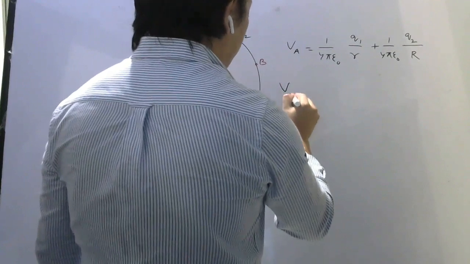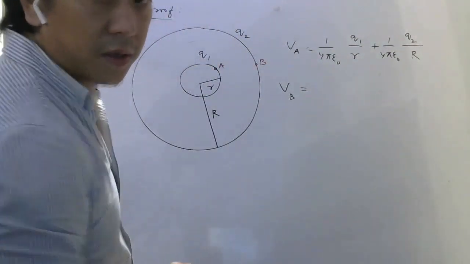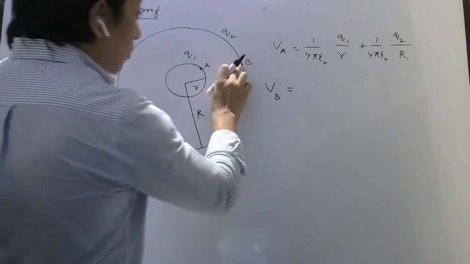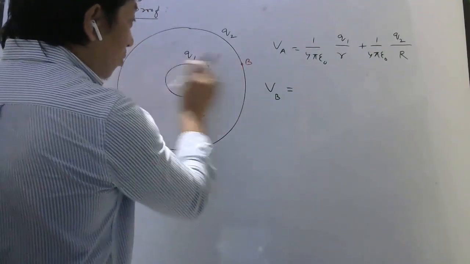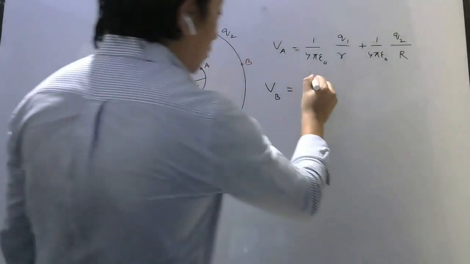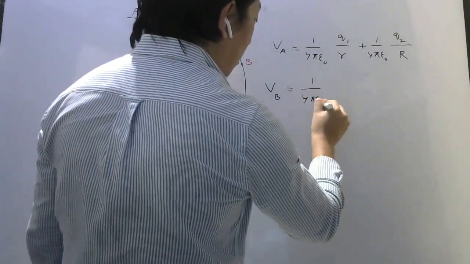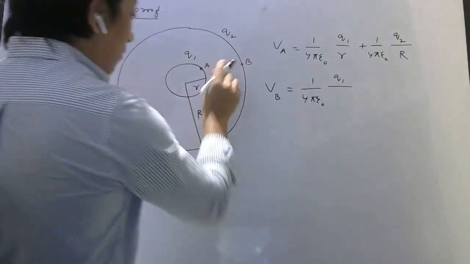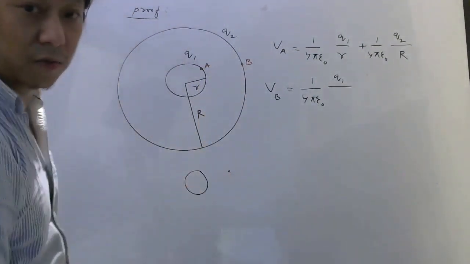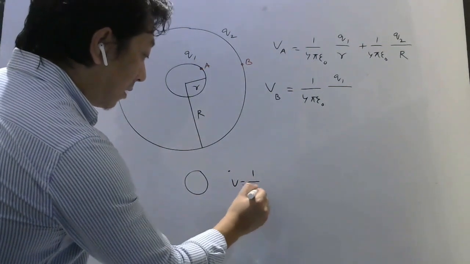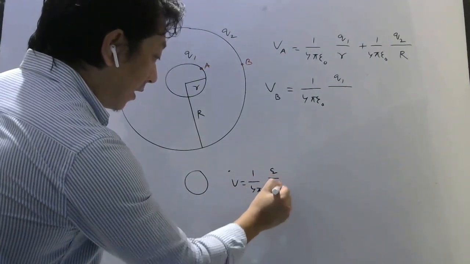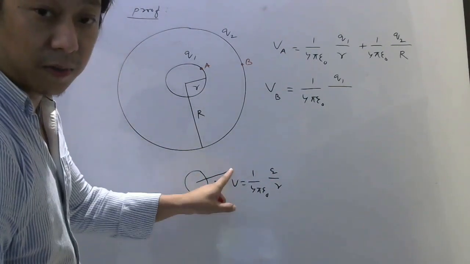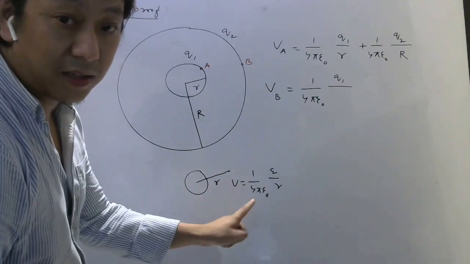What about the potential at point B? At B also, there will be potential due to both the charges. Now, for point B, for this charge, where is point B? Outside. So the formula is 1 by 4 pi epsilon naught charge Q1 divided by... if the point is outside, then what is the formula for potential? 1 by 4 pi epsilon naught Q by r, where this small r represents the distance from the center to that point. If the point where you want potential is outside, then this is the formula.